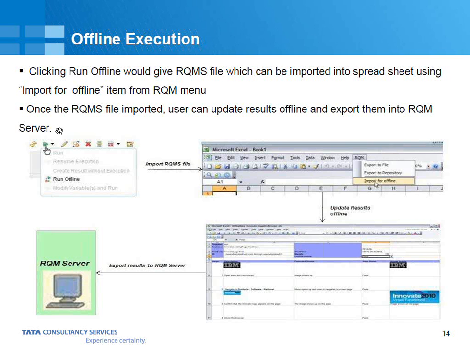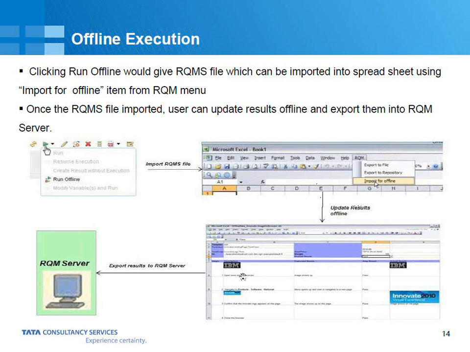Basically it allows you to get the RQMS file. When you go to a test case, there is a run button. When you click on that, there is an option called run offline. When you click run offline, it fetches you an RQMS file, and this file can be imported using the Excel utility. You can go to the RQM menu and choose import for offline.